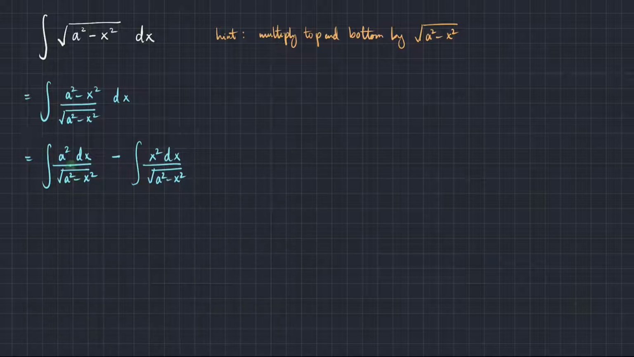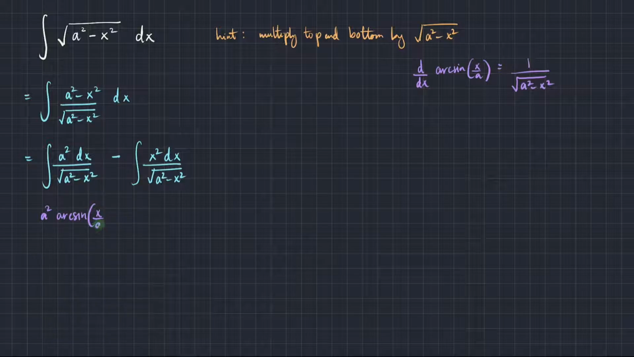Let's deal with the first integral first. Now, if you remember from differentiation, the derivative of arc sine of x over a is 1 over the square root of a squared minus x squared. And so we can say that the integral of a squared dx over the square root of a squared minus x squared is simply going to be a squared, this a squared is just a coefficient, times arc sine of x over a.